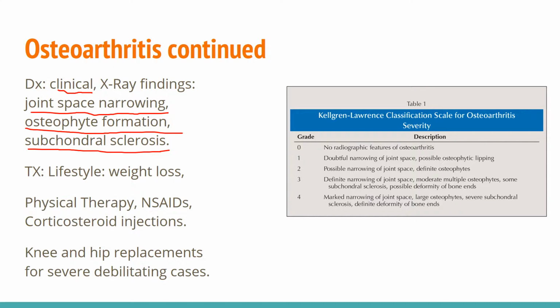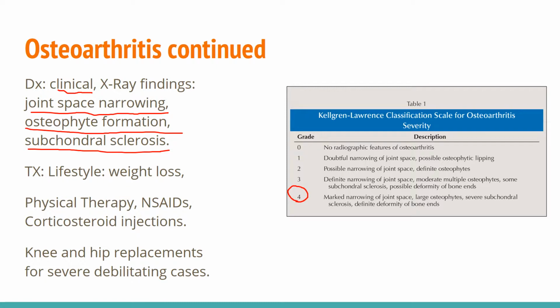So a scale of 0 is no radiographic features of osteoarthritis. 1 is doubtful narrowing of the joint space, possible osteophytic lipping. 2 is possible narrowing of the joint space, definite osteophytes. 3 is definite joint space narrowing, moderate multiple osteophytes and some sclerosis, and 4 is marked joint space narrowing, large osteophytes, and severe sclerosis with definite deformity of the bones.